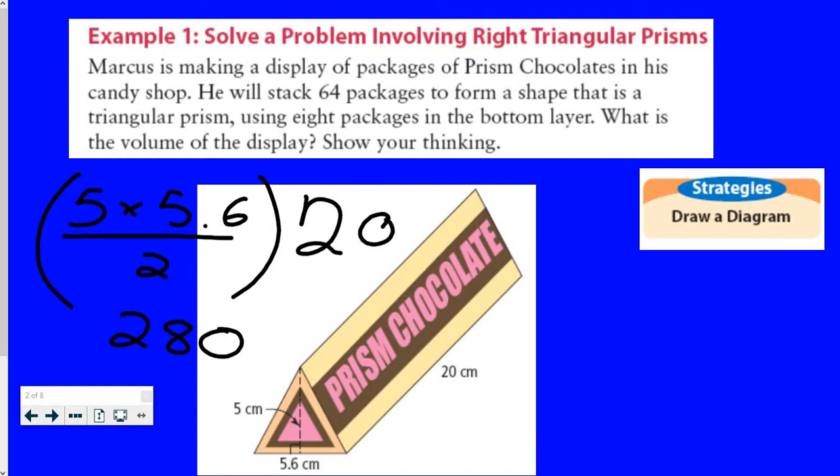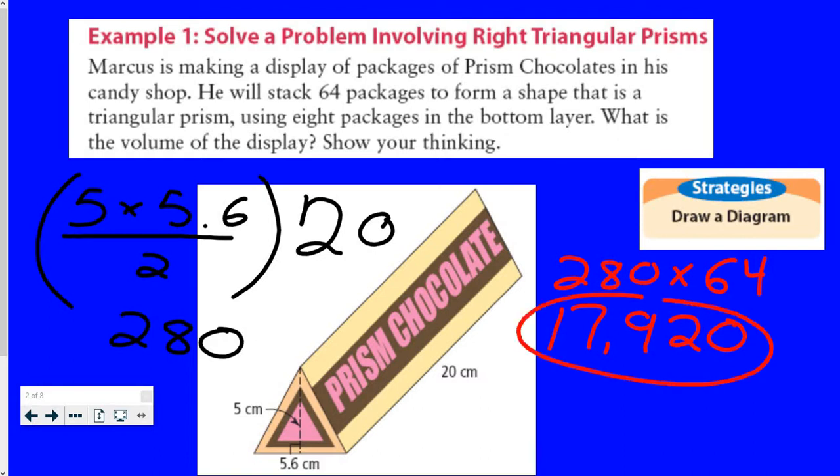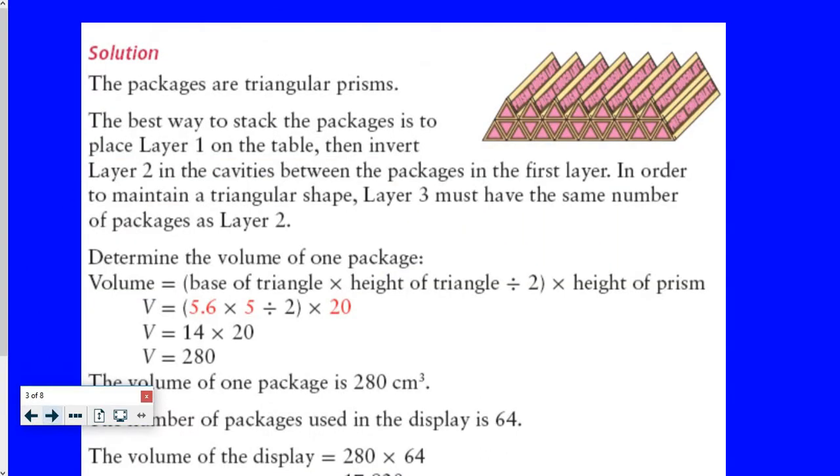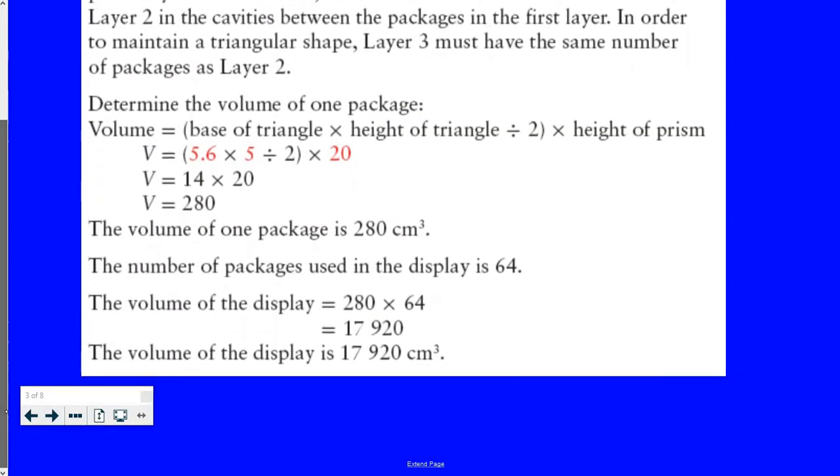280 is each bar. So if 280 is each bar, and we have 64 of them, when we multiply that by 64, we have 17,920. That's the volume of the display. So we know that because each bar is 280, there's going to be 64 of them. Then we multiply that by 64, and it's 17,920. If you walk through it, it's the same thing here. The volume of the display is 17,920.